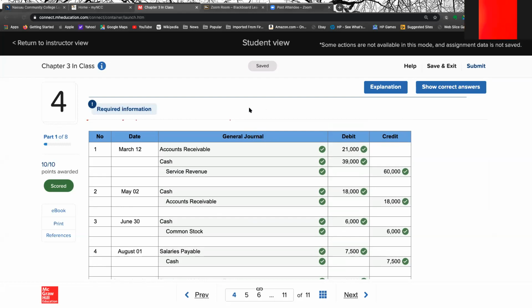Sure. So for the March 12th, you subtracted the 21,000 for accounts receivable from service revenue to get cash? Yeah. Okay, you see, for every entry, the dollar amount of debits has to equal the dollar amount of credits. So if I know this is 60 and I know this is 21, this has to add up to 60, right? So that's how I come up with the 39. I say 60 minus 21 is 39.